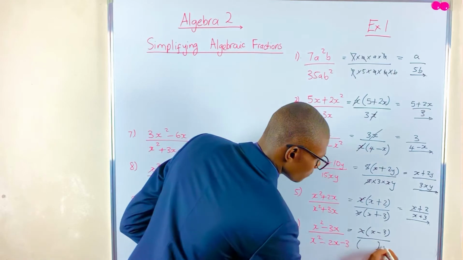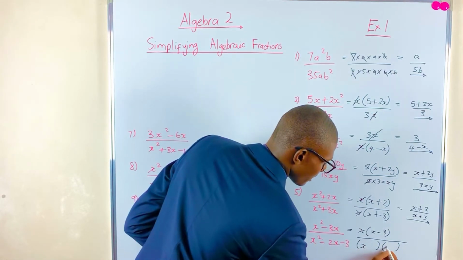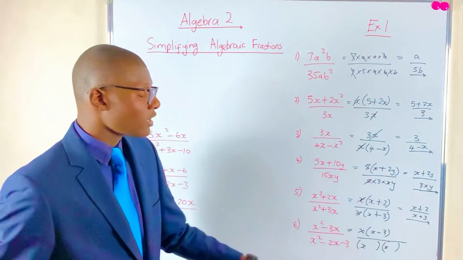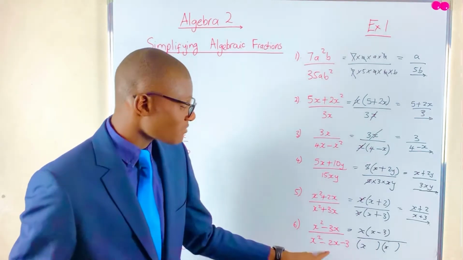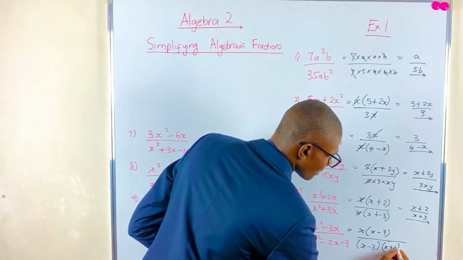So we shall have two brackets here. I'm going to extend that, x then x. So these two factors that we want, when we multiply them, they give us minus 3. And when we add them, they give us minus 2. So this is going to be minus 3 and plus 1.